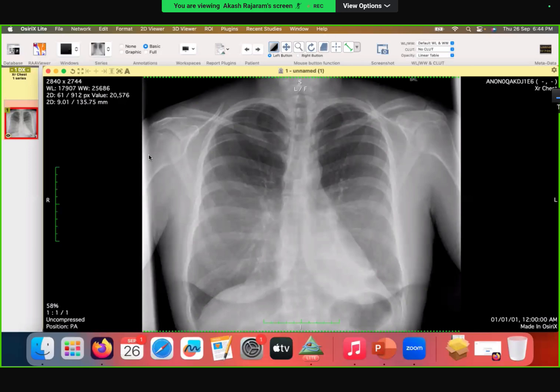Other than that, both lung apices are clear, the hilar shadow is normal, and both costophrenic angles are clear. So my primary concern is about left lower lobe collapse. I would like to take the case further by doing a chest CT scan.